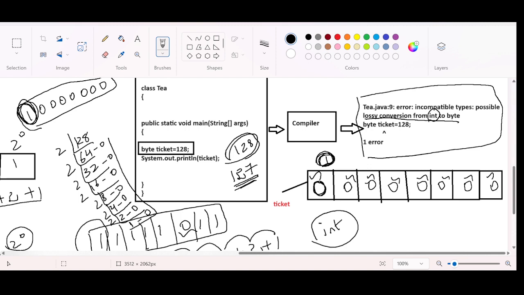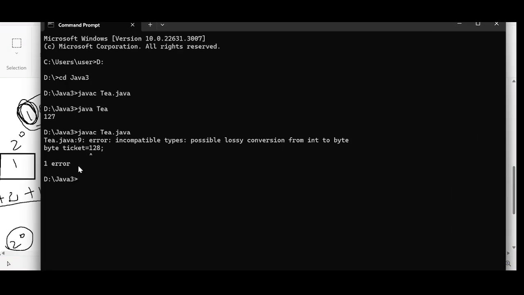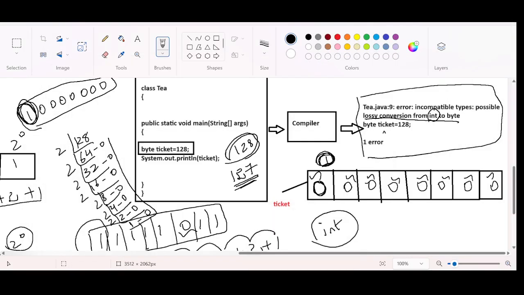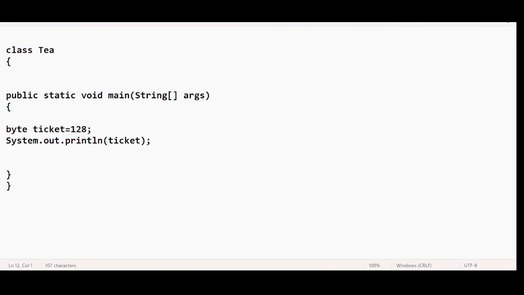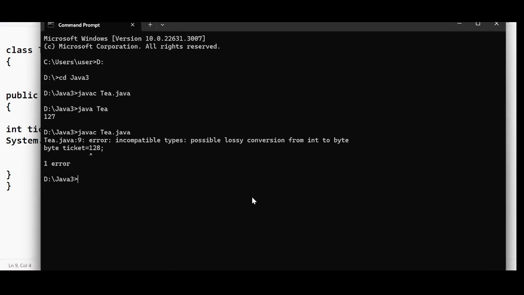Hope that makes sense. If I want to eliminate this error, the simple way is to follow the compiler's instructions. The compiler is saying possible lossy conversion from int to byte. It is asking us to use int instead of byte. I will execute this program. Let us listen to the compiler this time. I am just changing byte to int. I have saved this. Compilation again.